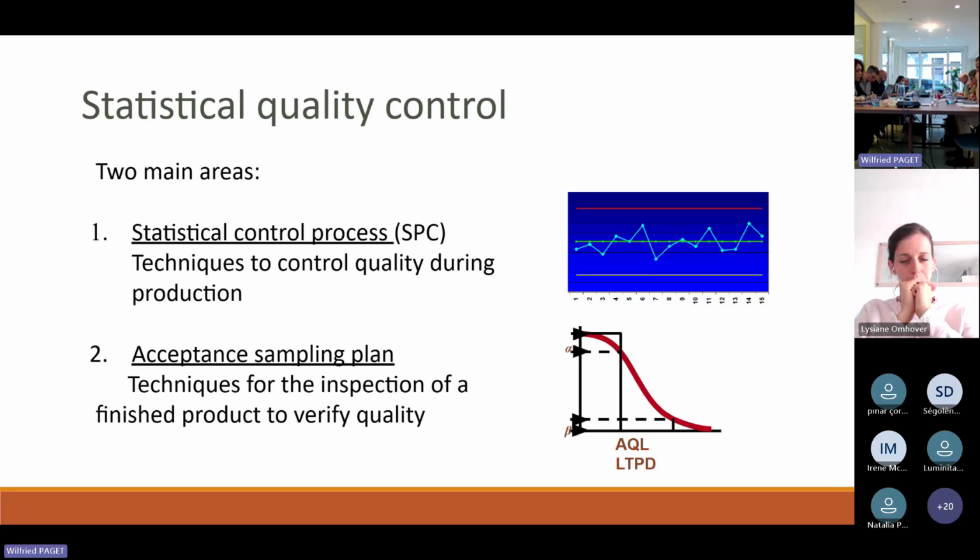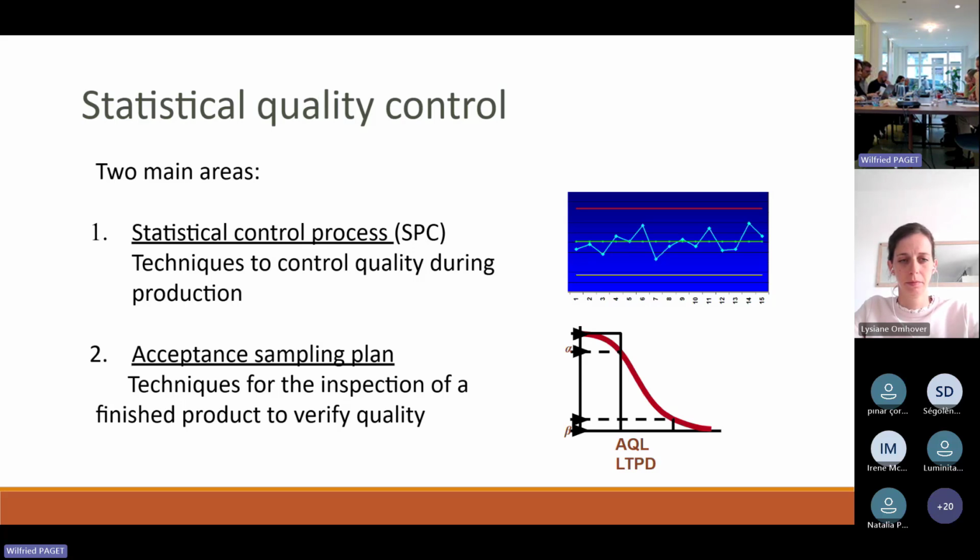This is something that you are going to see in the next presentation. These are techniques that are supposed to be applied during the production process, and they are mainly for monitoring the quality and assessing deviance from processes.